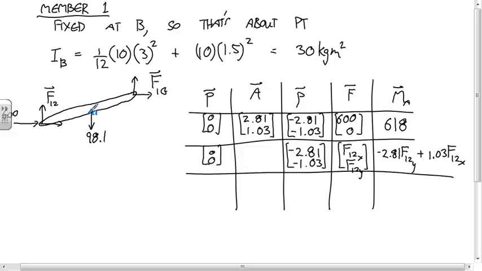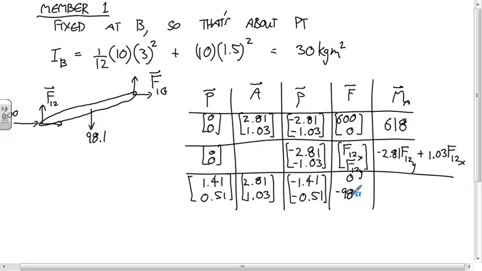And now the weight force, where's that? Halfway, yep. So it's going to be half of this, so negative 1.40 or 41, and negative 0.52. Oh, those are both positive, yeah. The about point is still negative 2.81, negative 1.03. And so the row vector is negative 1.41, negative 0.51. The force vector is 0, negative 98.1. So what's 1.41 times 98.1?